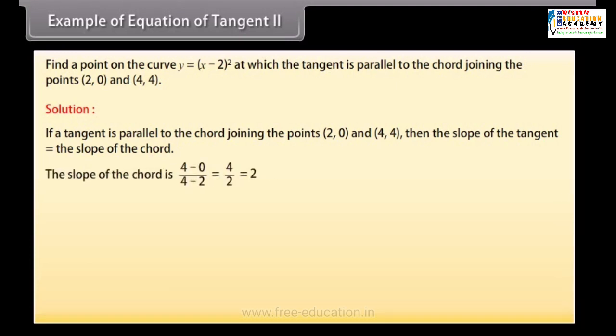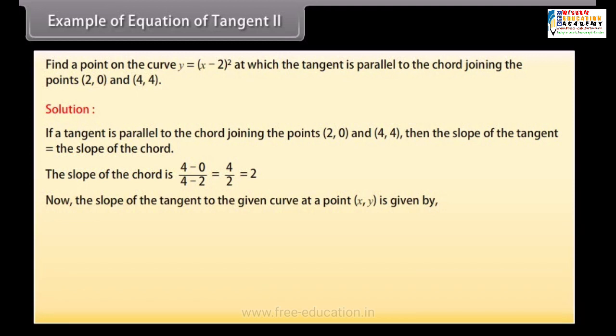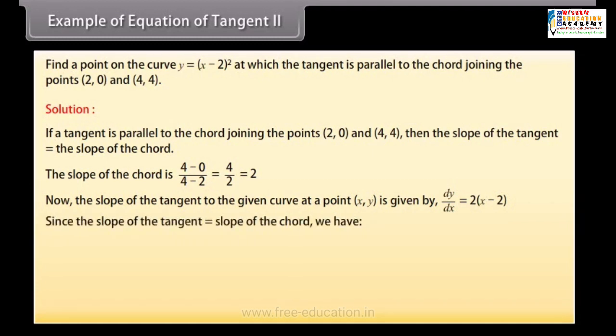The slope of the chord is (4 minus 0) by (4 minus 2) is equal to 4 by 2 is equal to 2. Now, the slope of the tangent to the given curve at a point (x, y) is given by dy by dx is equal to 2 into (x minus 2). Since the slope of the tangent is equal to the slope of the chord, we have 2 into (x minus 2) is equal to 2. It implies that x minus 2 is equal to 1. It implies that x is equal to 3.